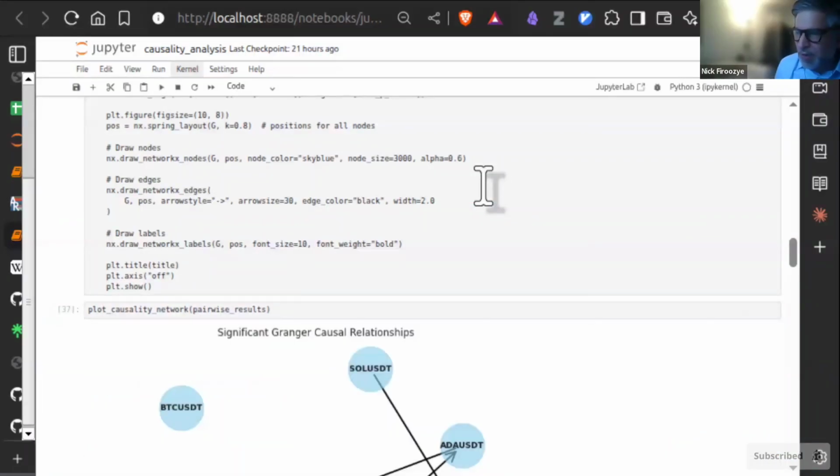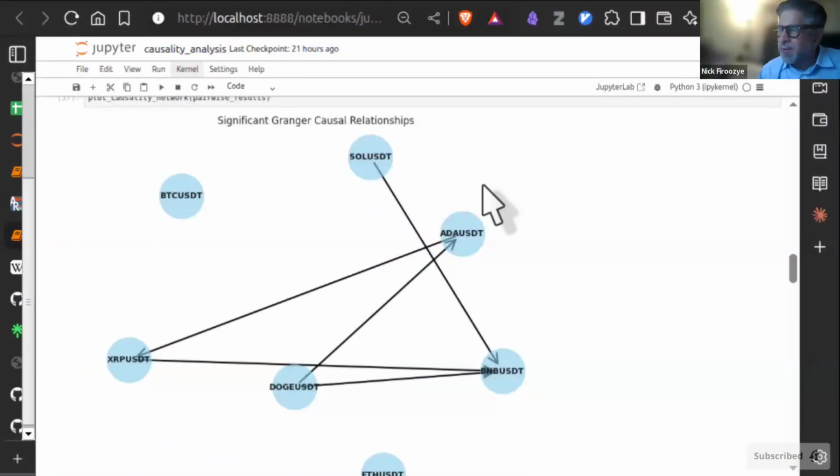Let's see how it works. Okay, so in our little graph, Doge causes Cardano, which causes Ripple. Ripple causes Binance Coin. Doge causes Binance and Solana. Okay, but one right now that looks like we're probably going to be able.